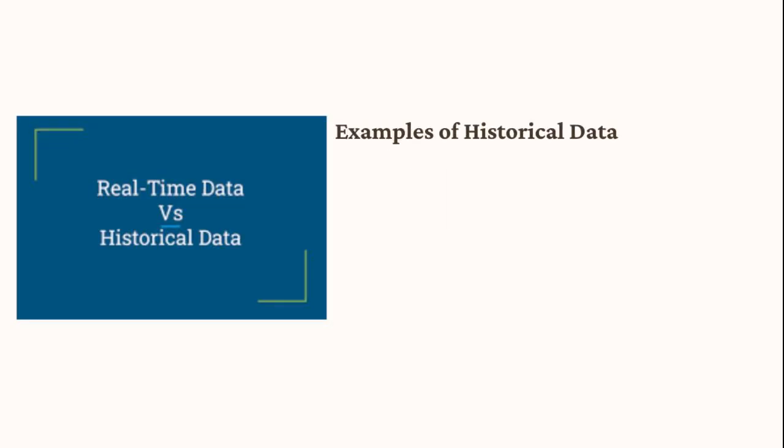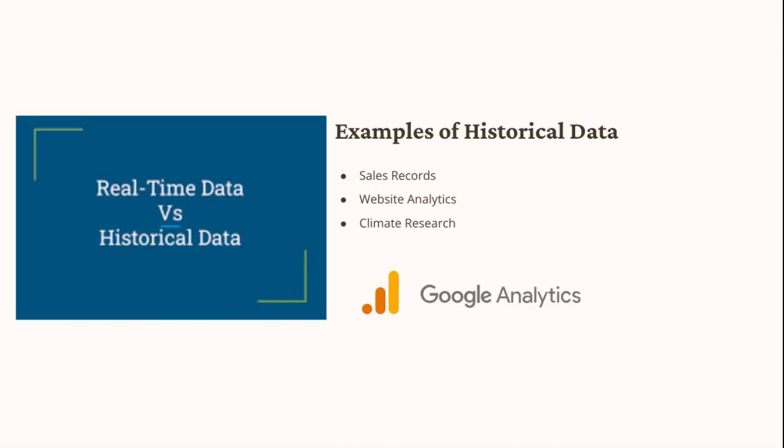Some examples of historical data include sales records. A business can analyze historical sales data to identify seasonal trends and plan for high demand periods. Website analytics. Tools like Google Analytics store historical data on website traffic to help marketers understand long-term user behavior. Climate research. Scientists use decades of historical weather data to study climate change and predict future patterns.